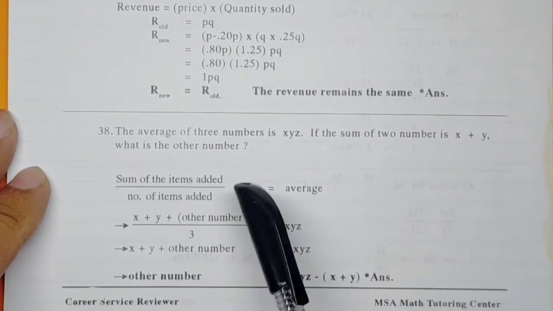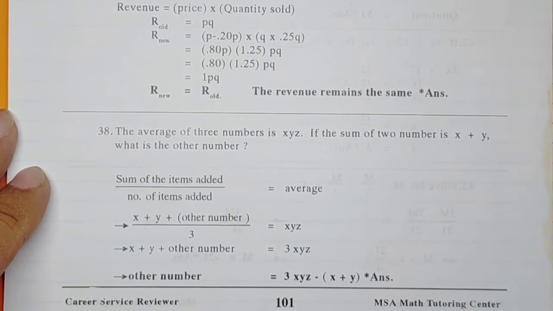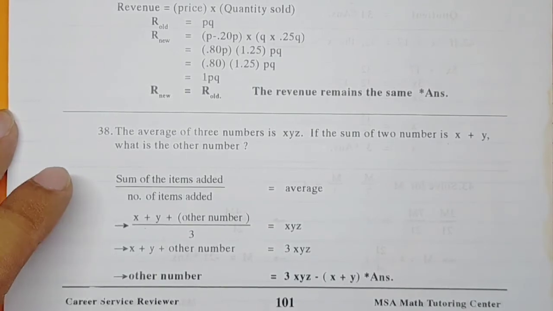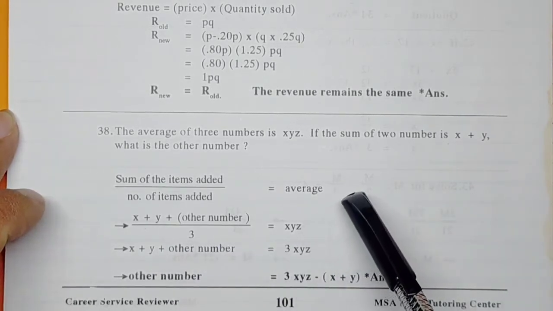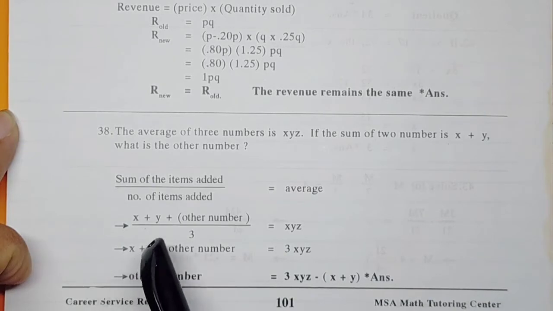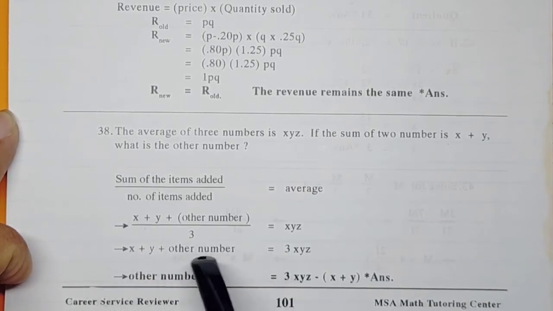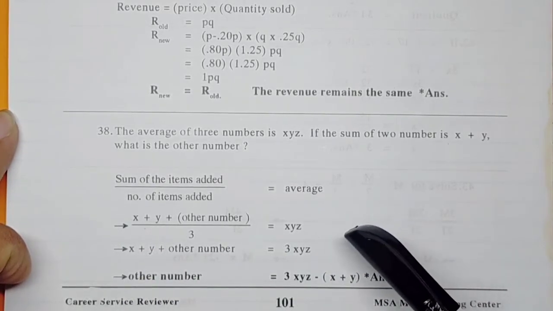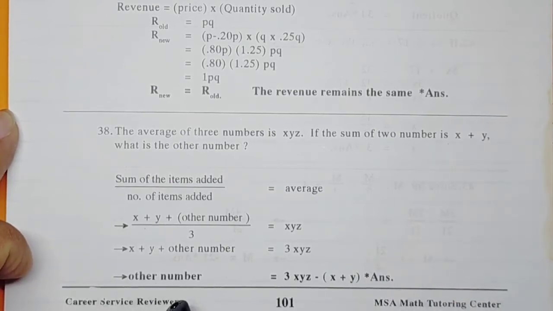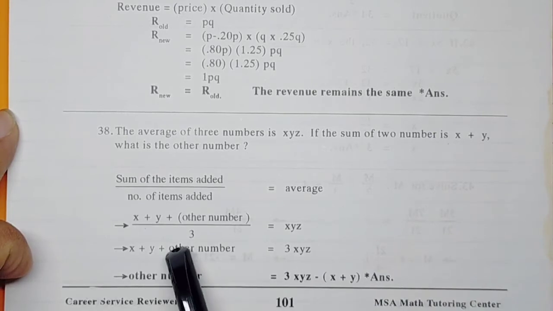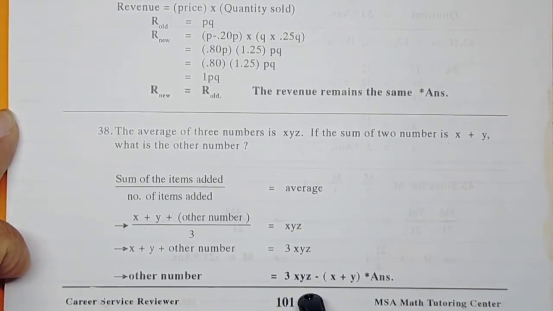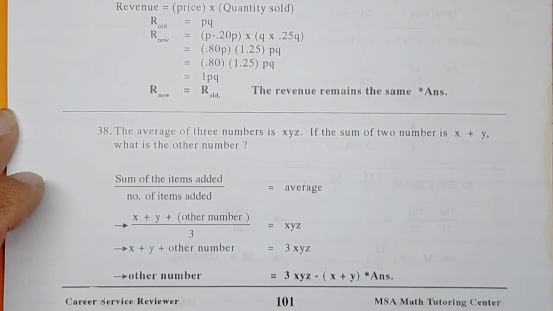So the average of three numbers x, y, z. If the sum of two numbers is x plus y, what is the other number? Okay, so the sum of the items added divided by the number of items added equals the average. Therefore, x plus y plus the other number, divided by 3, equals the average. X plus y plus the other number equals 3 times the average. You just cross multiply this one here, right? The other number is 3 times the average minus x plus y.